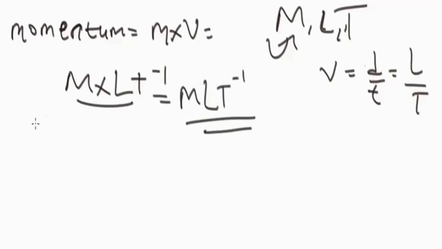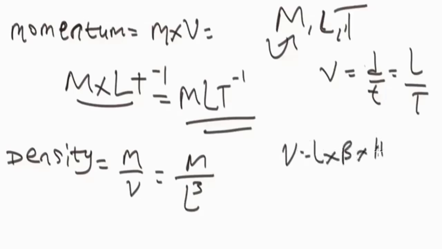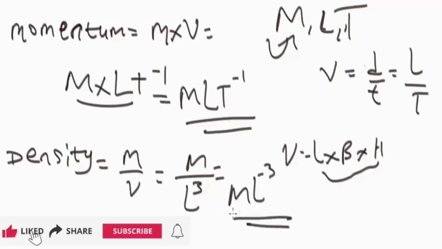Momentum. Alright, so what if we are asked to find the dimension of density? What is it going to be? Density is calculated using mass over volume. So mass remains the same. Volume is length cube. Volume is length times breadth times height, so everything here is talking about length. That's why we have three lengths there, that's why we have length cube. So when you express it this way, it's going to be mass per length cube. So this will be the dimension of density.